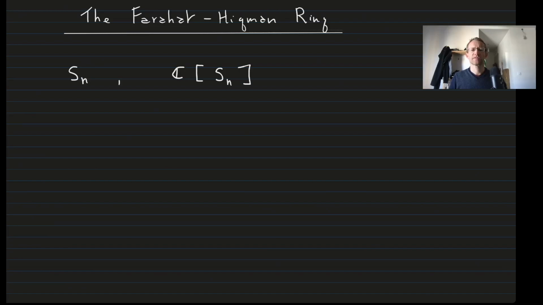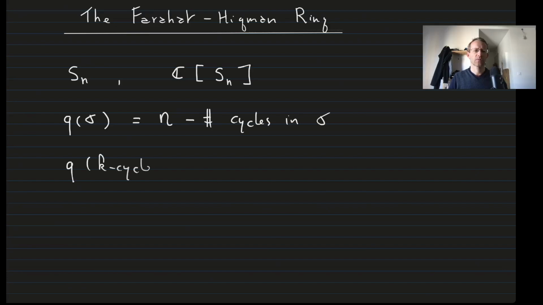And then the filtration gives rise to a graded ring, which will be the Farahat-Higman ring. So what is the degree? Well, the degree q of a group element sigma is equal to the number n in Sn minus the number of cycles in the permutation sigma. So for example, the degree of a k-cycle will be equal to k minus 1.